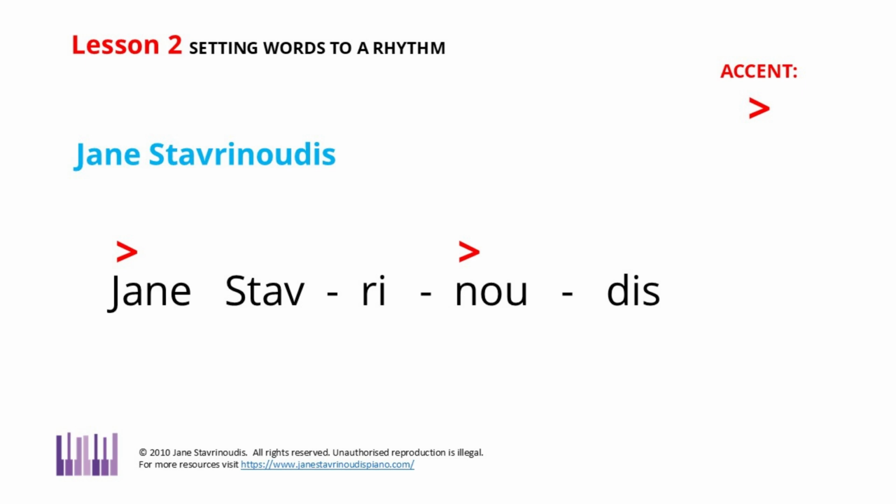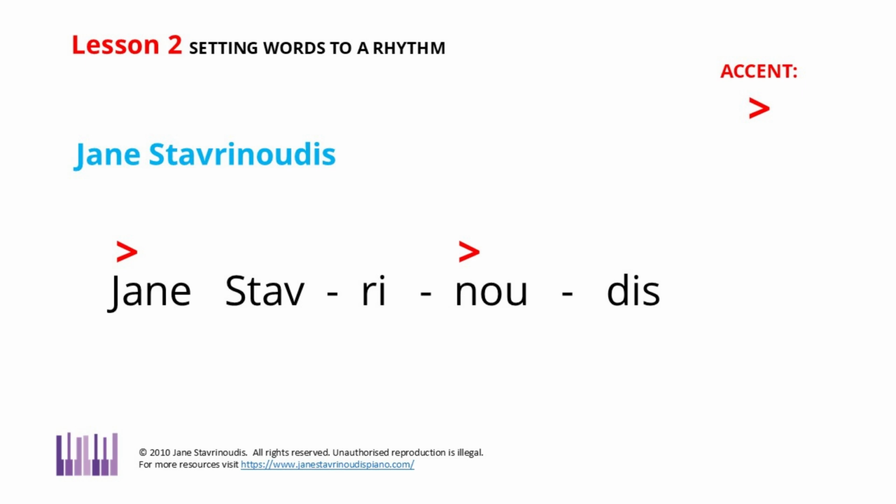Language has a natural rhythm regardless of which language you speak. Words can either be a single sound, syllable, or multiple syllables. My name is a good example. My first name, Jane, has more than one sound but has one syllable. My surname has lots of sounds but 4 syllables.